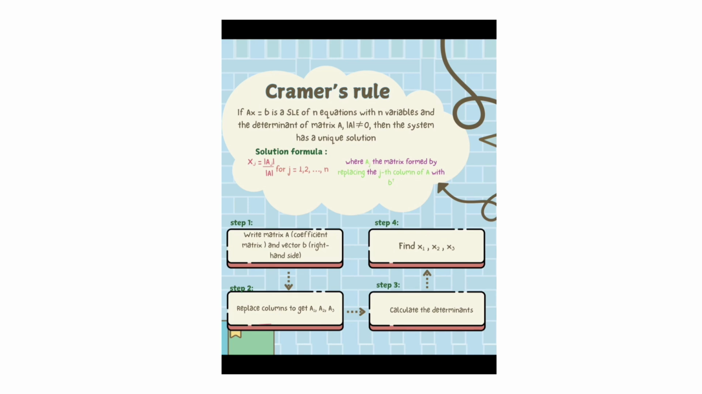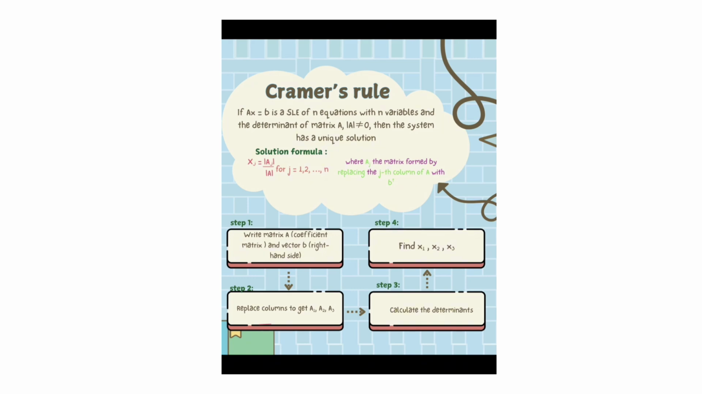For step 1, write the coefficient matrix A and the constant vector B, which come from the right hand side of the equation. For step 2, create new matrices A1, A2, A3, and so on by replacing each column of A with vector B one at a time.